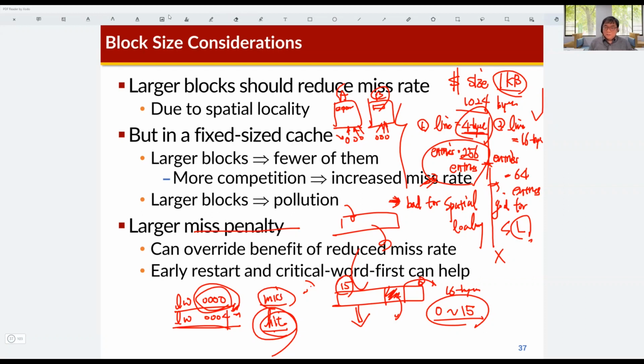It's the same for this cache. This cache has more rooms, but the room size is small. And this cache has fewer rooms, but the room sizes are large. Okay. So it's good, but there are advantages and disadvantages for the large block size.